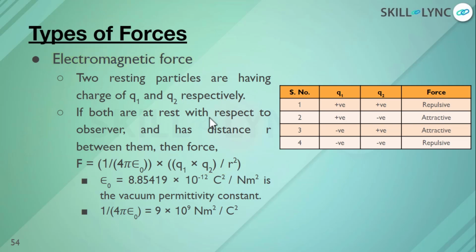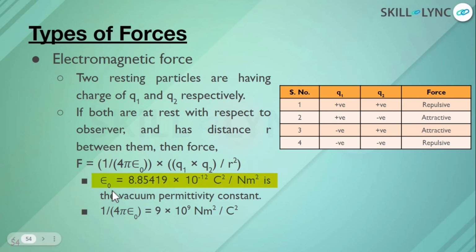Let's try to understand this. Suppose there are two charged particles, Q1 and Q2. Charge on first particle is Q1, charge on second particle is Q2. They are r distance apart, and this has been observed by an observer. Then the electromagnetic force acting on both the particles is 1 upon 4 pi epsilon naught into Q1 into Q2 divided by r square.